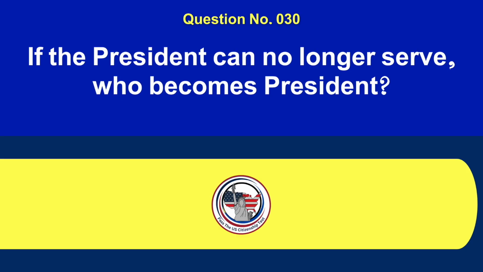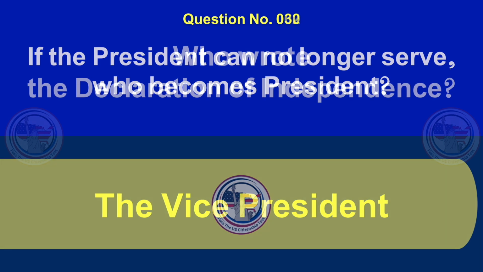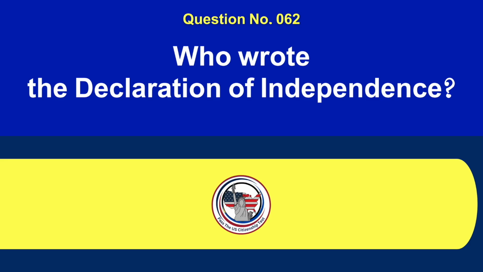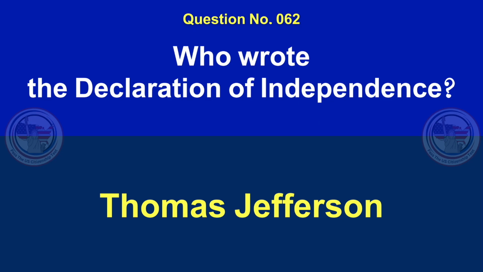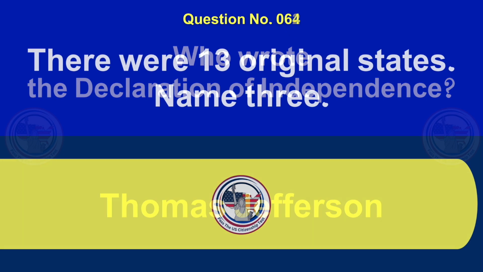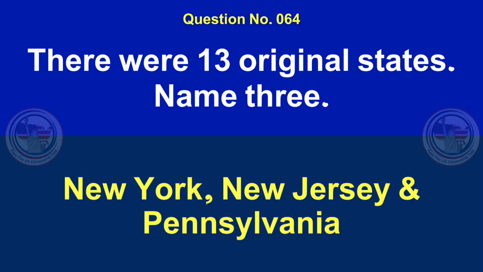If the president can no longer serve, who becomes president? The vice president. Who wrote the Declaration of Independence? Thomas Jefferson. There were 13 original states. Name 3. New York, New Jersey, and Pennsylvania.